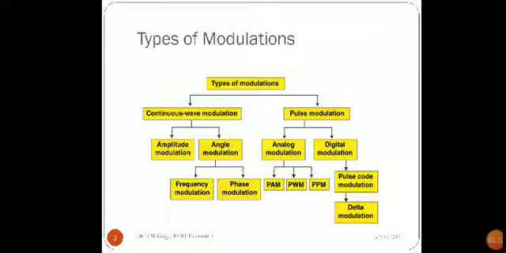From pulse code modulation, differential pulse code modulation, so DPCM, is developed. From DPCM, delta modulation is developed, and from delta modulation, adaptive delta modulation is developed. So these are the categories under digital modulation, and PAM, PWM, PPM are the categories under analog modulation. The aim of this presentation is to study analog pulse modulation.